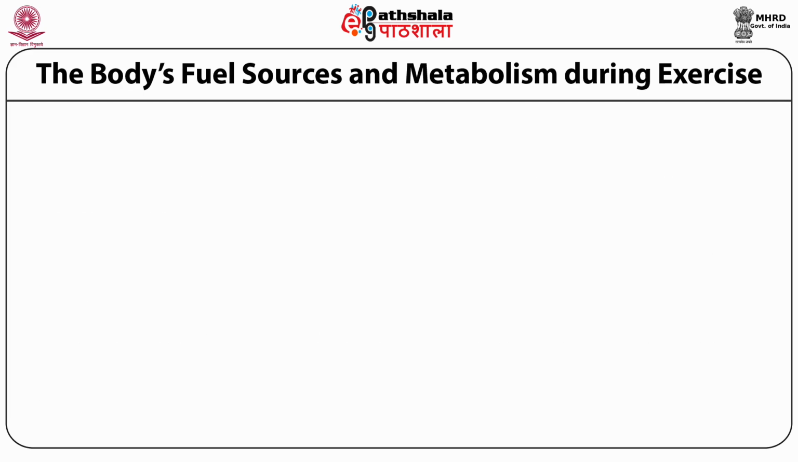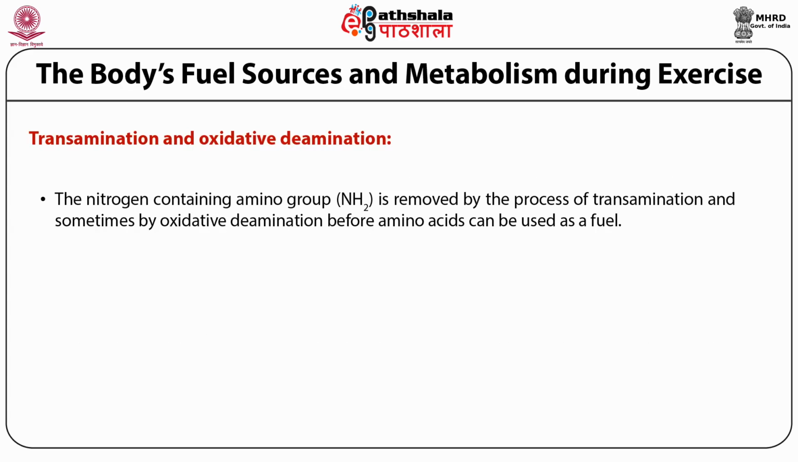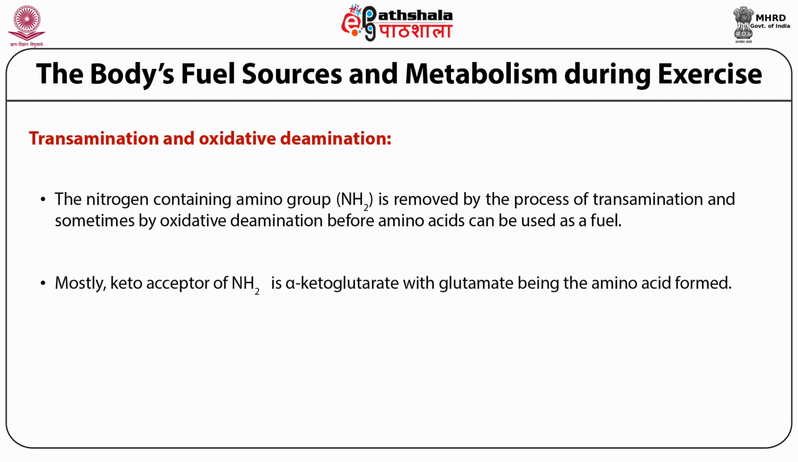Let's understand the transamination and oxidative deamination. The nitrogen-containing amino group is removed by the process of transamination and sometimes by oxidative deamination before amino acids can be used as fuel. In transamination, the NH2 amino group from an amino acid is transferred to a keto acid, resulting in the formation of a new amino acid and a different keto acid. Mostly, the keto acceptor of NH2 is alpha ketoglutarate, with glutamate being the amino acid formed. This process occurs in the muscles and liver cells.